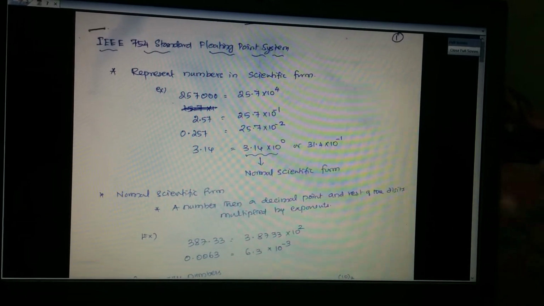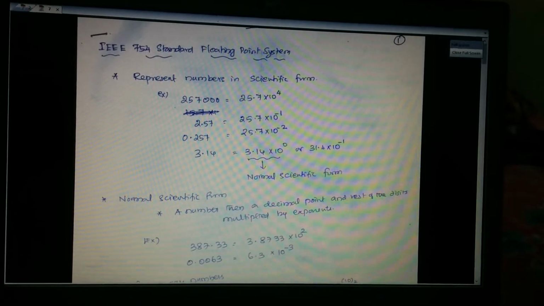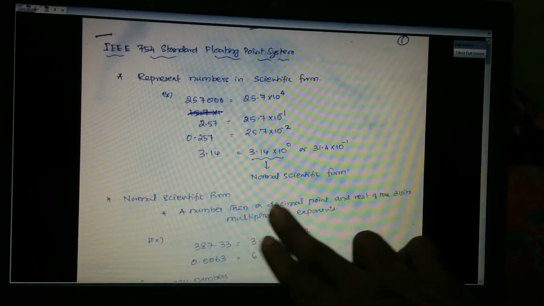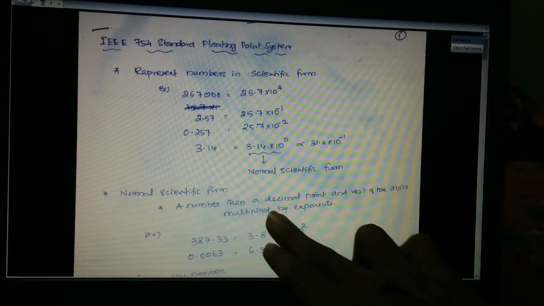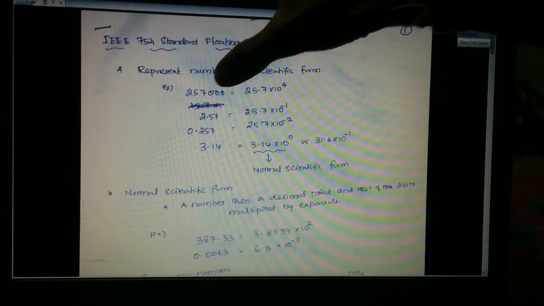The topic is IEEE 754 Standard Floating Point System. Here we are first of all representing the numbers in scientific form. For that, the rule is a number, then a decimal point, and the rest of the digits multiplied by exponents. Okay, here we take an example of this number 257000.